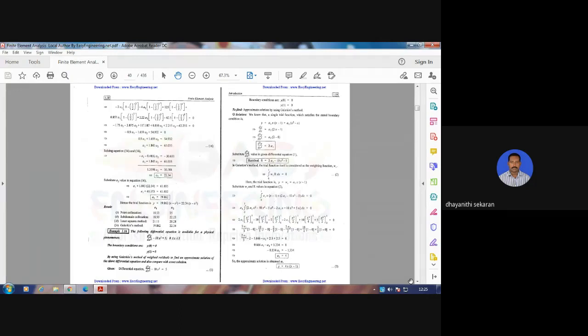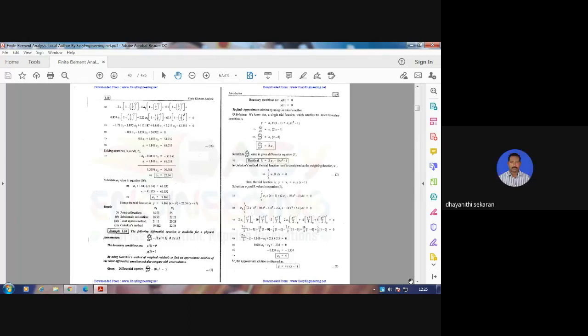d squared y by dx squared minus 10x squared equal to 5, 0 less than or equal to x less than or equal to 1. The boundary conditions are y of 0 equal to 0, y of 1 equal to 0. We need to follow the Galerkin method, the integral over the domain of wi times the residual dx equal to 0. What are we going to use for wi in the Galerkin method? Anybody? The trial function.